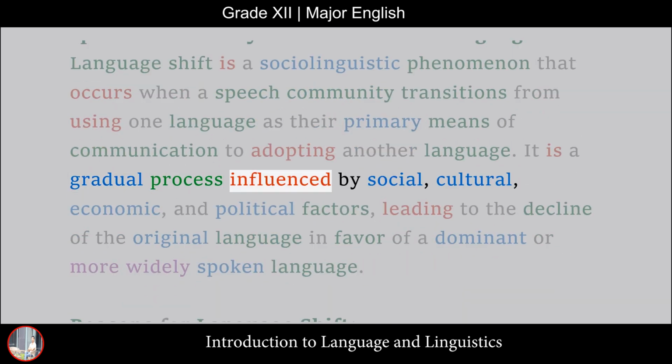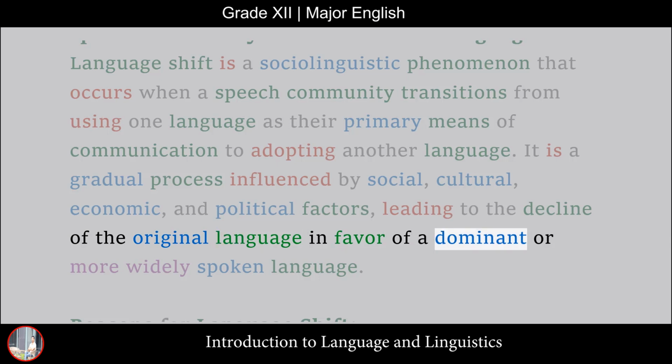It is a gradual process influenced by social, cultural, economic, and political factors, leading to the decline of the original language in favor of a dominant or more widely spoken language.